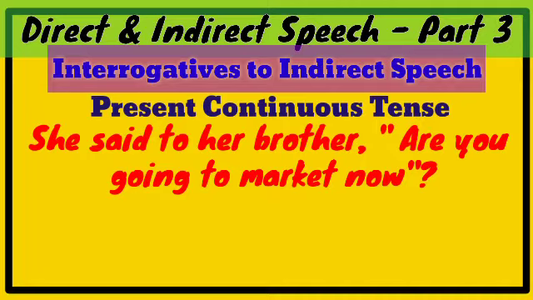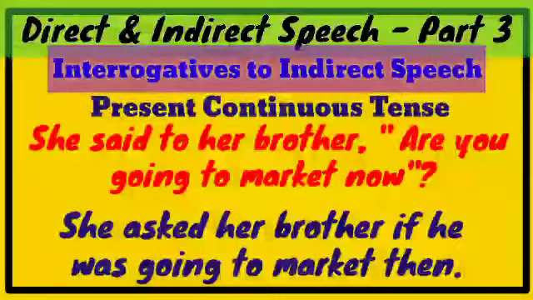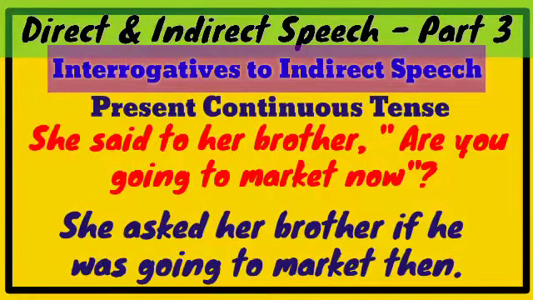Identify the subject, verb, and object. It's in present continuous tense, and it's a yes or no question because it has started with the helping verb are. So we have to use if or whether. So the answer is: She asked her brother if he was going to market then. Instead of are, present continuous, we have used was as past continuous. Instead of now, we have changed to the word that shows distance, then.